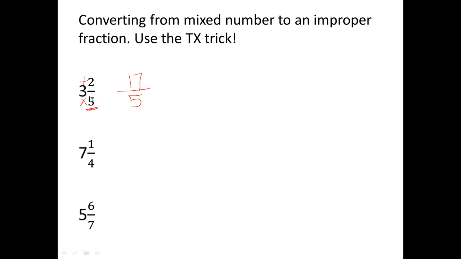Because again, this is how many are in a group. So your group number is not changing. The denominator stays exactly how it was. So 17/5. Okay, so down here, here's the Texas trick again, the T and the X.